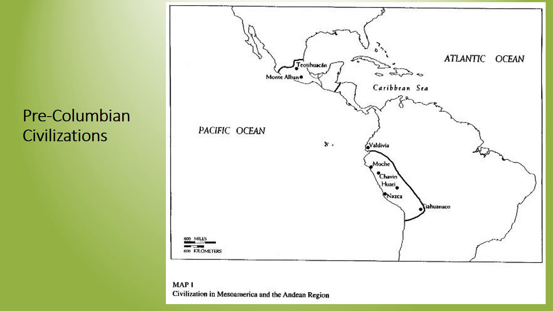Alright, so this is just to give you an idea about where the Moche and the Chavan are. We're going to talk about the Chavan here in a minute. And we're just going to highlight the city of Teotihuacan in modern-day Mexico. But this was an ancient Mesoamerican city that had a huge role in trade at the time.